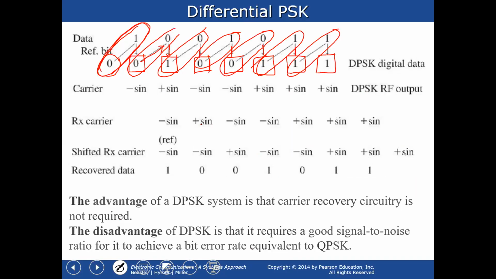Then you pass it through a binary phase shift keying. So every 0 is going to be represented by minus sine omega ct, and every 1 is going to be represented by plus sine omega ct. So every 0 is minus, and every 1 is going to be positive.